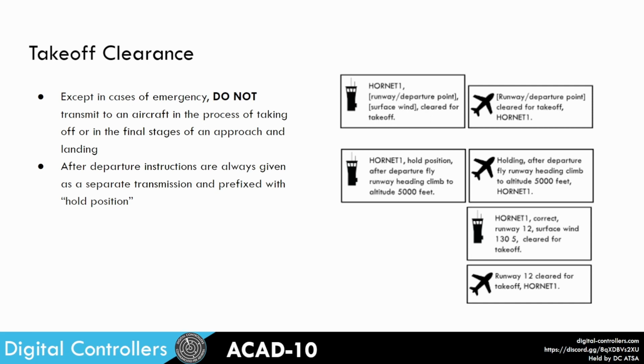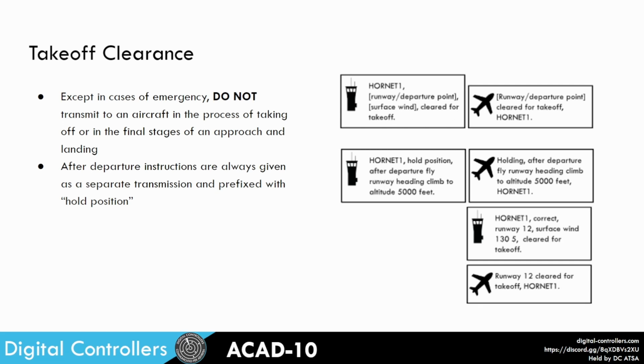So an example could be something like: Hornet 1, runway 04, the surface wind 040 degrees 10 knots, cleared for takeoff. Then they come back: runway 04 cleared for takeoff, Hornet 1. We'll see an example of this later.